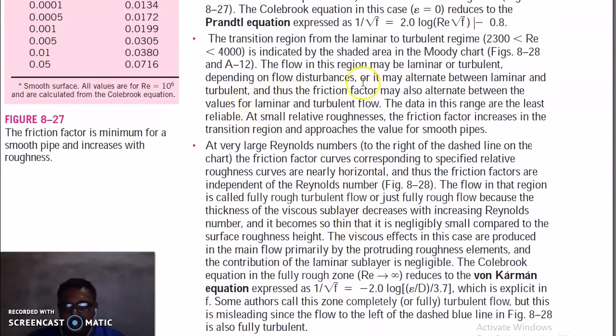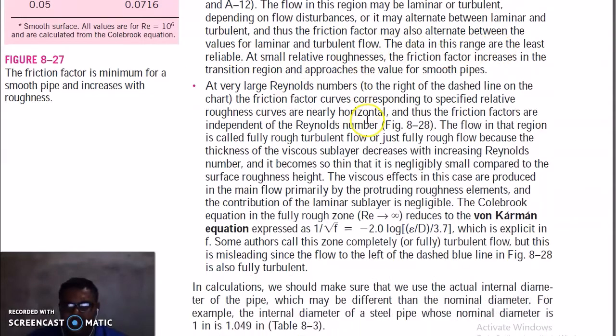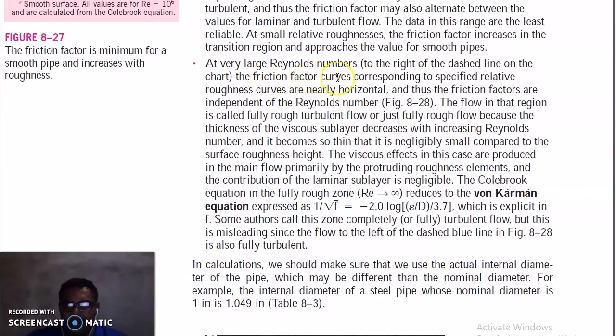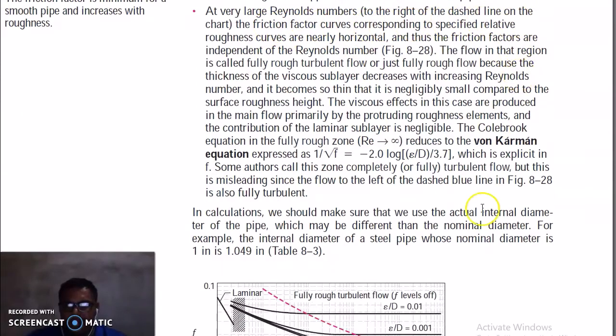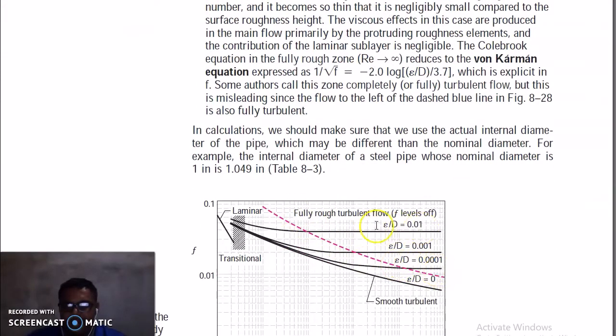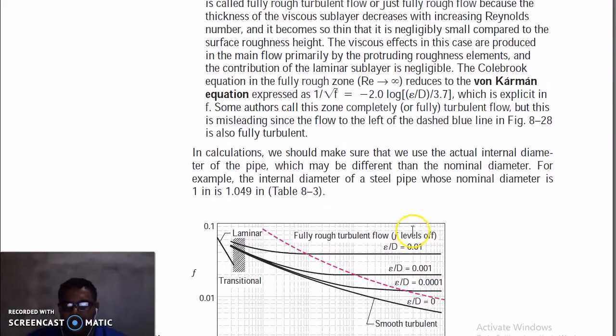The flow in this region may be laminar or turbulent depending on the flow disturbance, or it may alternate between laminar and turbulent, and thus the friction factor may alternate between the values of laminar and turbulent flow. At very large Reynolds number, to the right of the dashed line, this line represents large Reynolds number. You can see your friction factor becomes constant. It is independent of the Reynolds number.